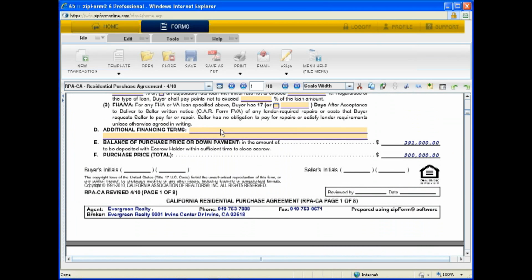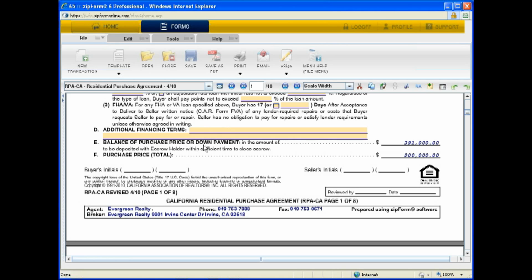Below that, additional financing terms. This is a great place that you can put in seller to pay $10,000 towards buyer's closing costs if you want to. A lot of people look for it in this area, so that's somewhere that you can put it. There's also other areas of the contract, and I'll show you that, but this is one place that it could go, or if there's any other just blank terms that you want to put in that are not covered in the contract, you could put them there.